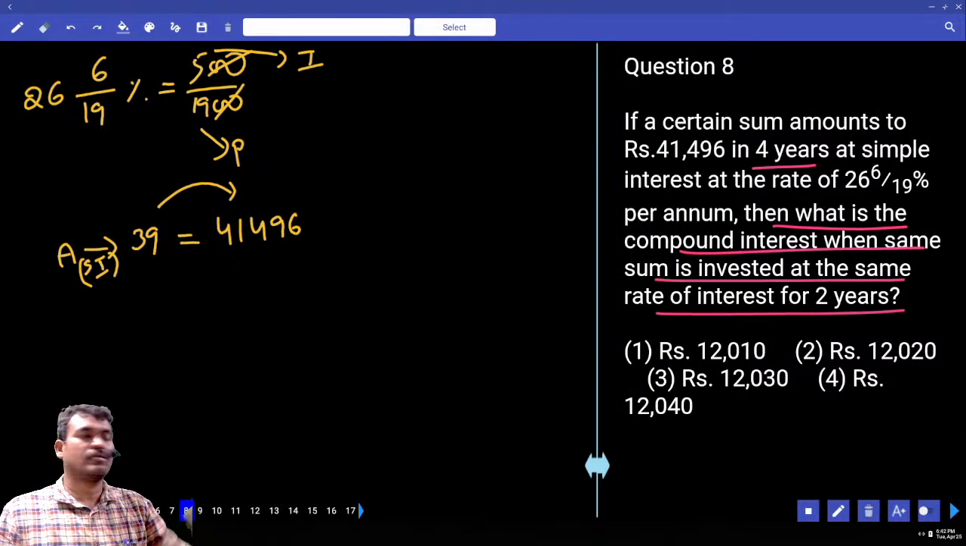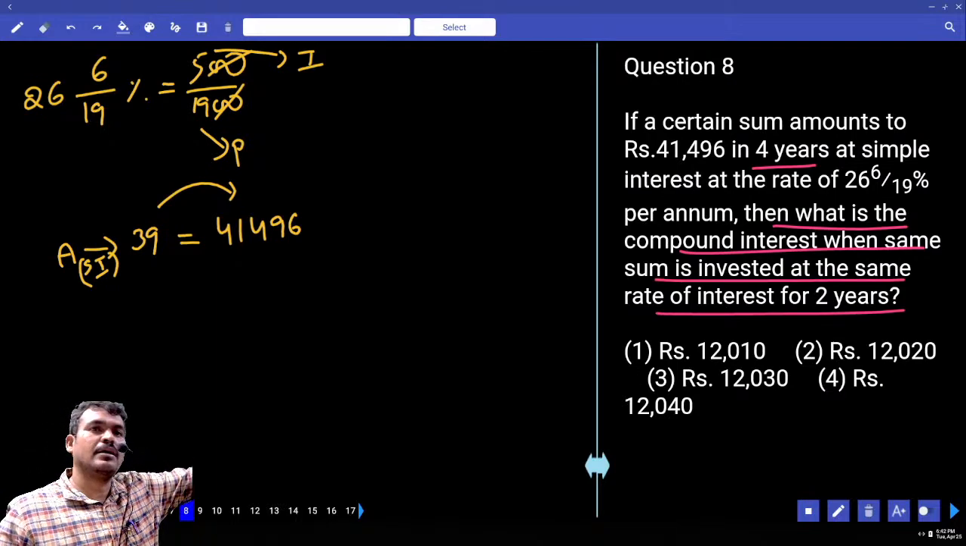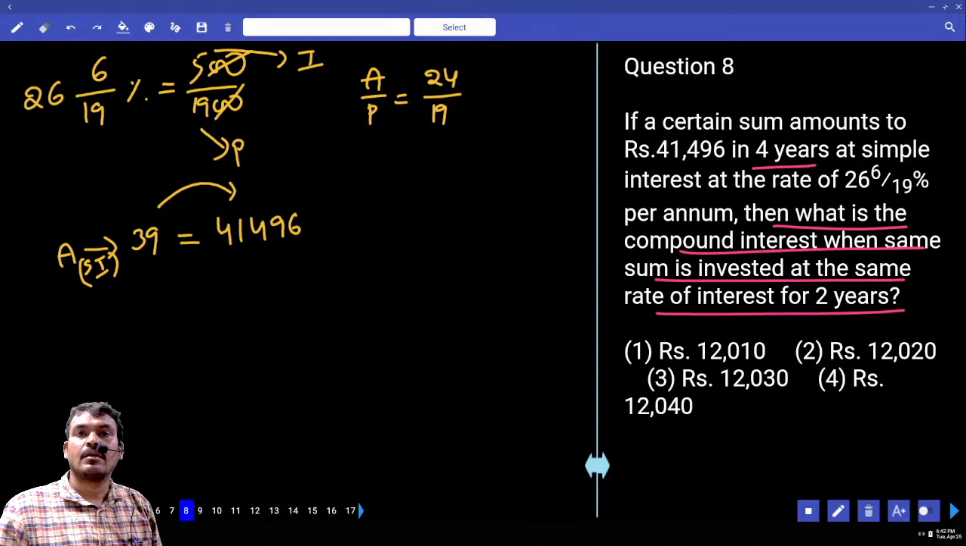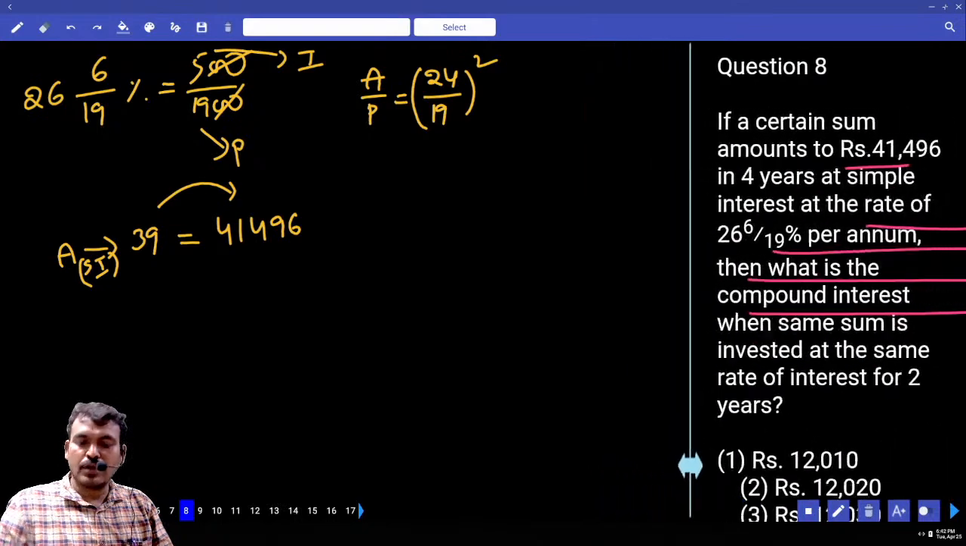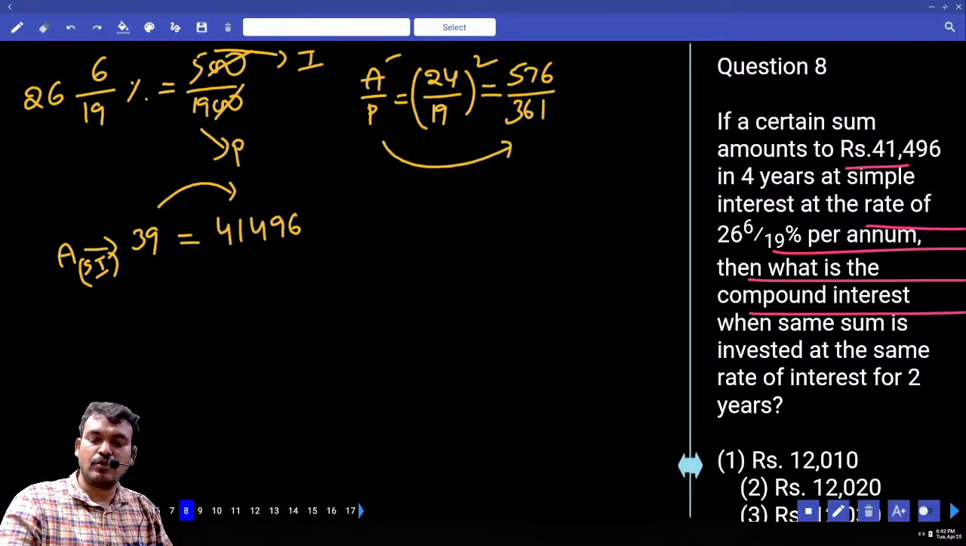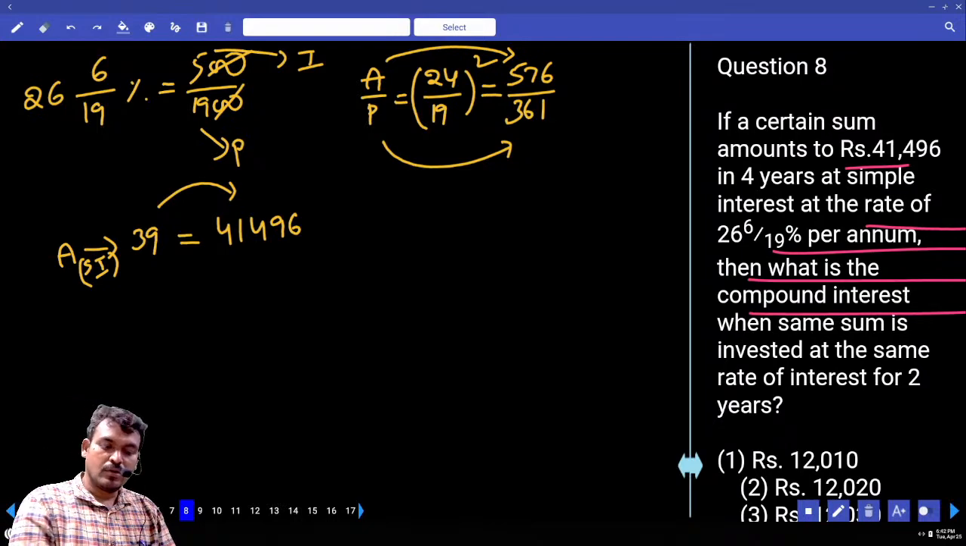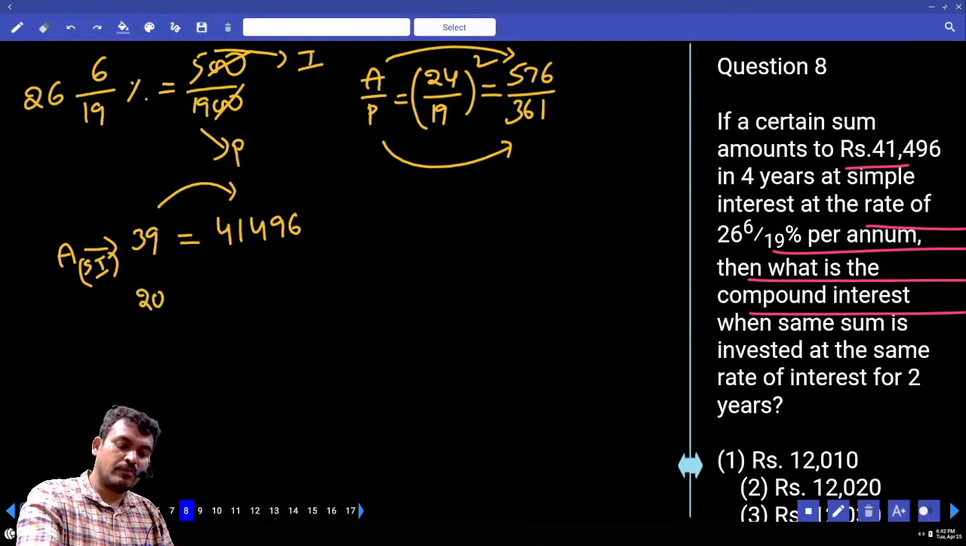In compound interest, what is the per annum interest? 5 parts. Principal 19 parts. Then the amount by principal in compound interest is 24 by 19. How many years are given? 2 years. Power 2 or power 1? Power 2. What is 24 square? 576. What is 19 square? 361. Principal is 361 parts. Amount is how much? 576 parts. What is the compound interest? The difference of 576 and 361. What is the difference? 205 or 215? 215, so we require 215 parts.